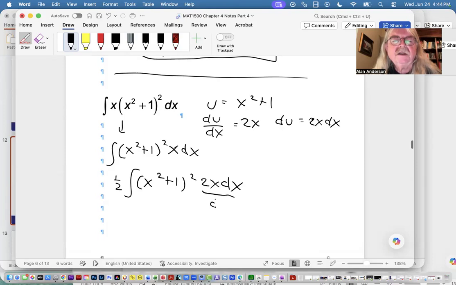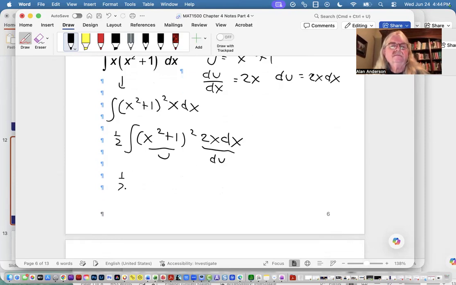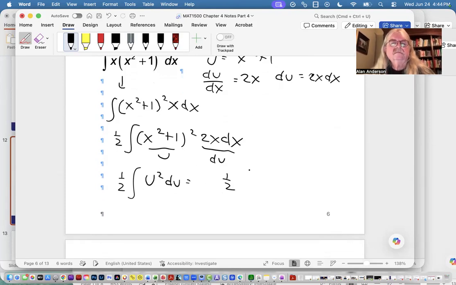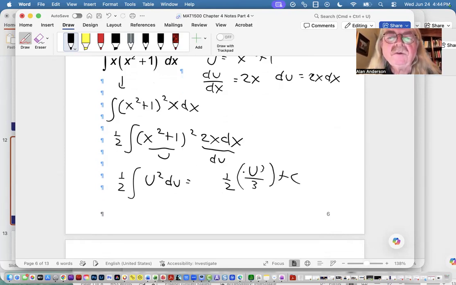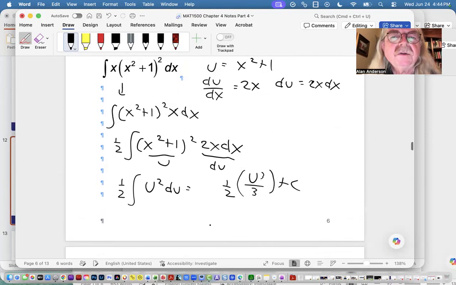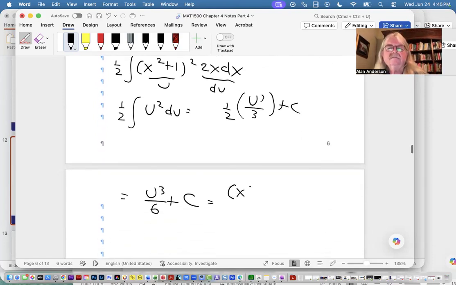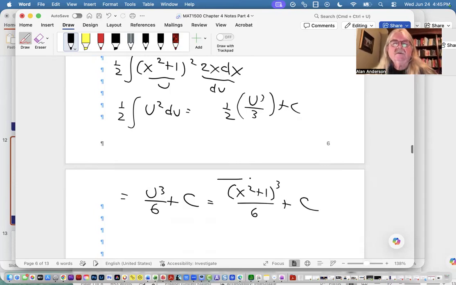This will be our du, and this is our u. So we end up with, based on the power rule, u cubed over 6 plus c. And of course, u, we chose to define it as x squared plus 1. And there we go. All right.